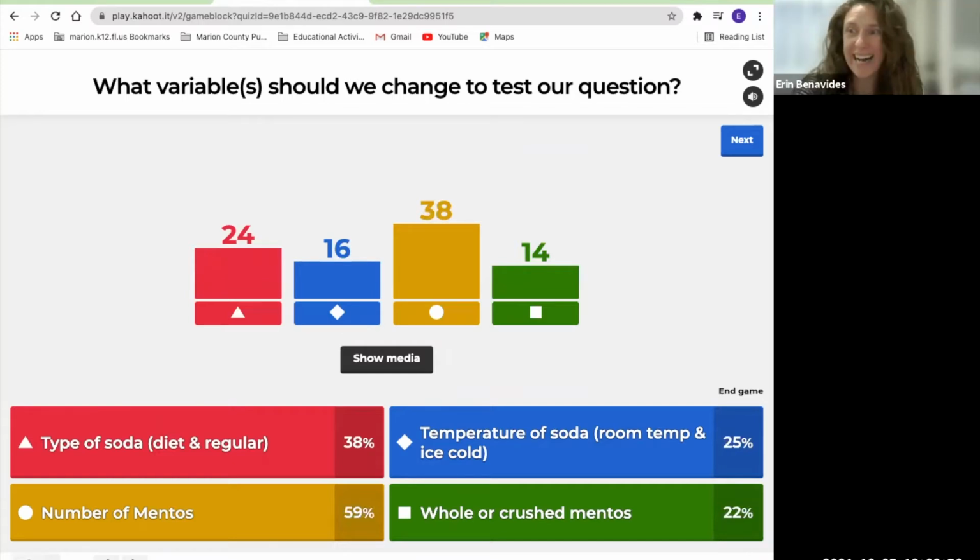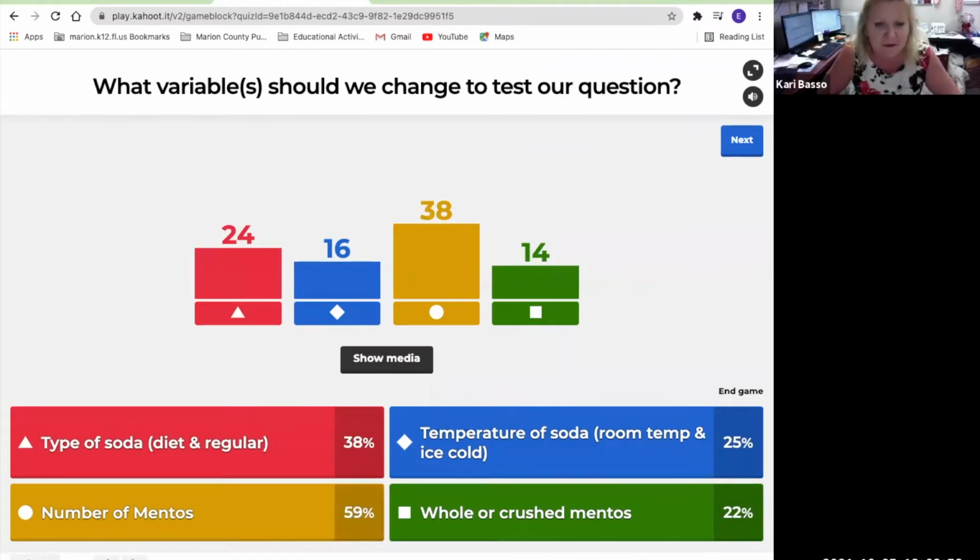All right, well, this is exciting. Let's see, the most votes go for the number of Mentos. And then the next one is the type of soda, in which we have regular and diet soda. And then 16 of you wanted to see how the temperature of the soda changed it. And then the rest wanted to see if whole or crushed candy made the difference. So I guess that means that we're going to try different numbers of Mentos and which kind of soda, right?